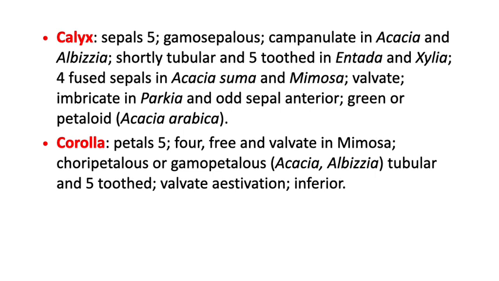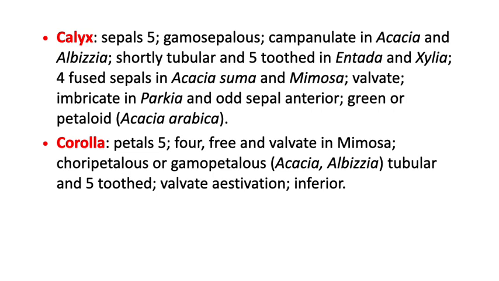Calyx consists of five sepals, which are gamosepalous, campanulate in Acacia and Albizzia. They are shortly tubular and five toothed in Entada and Xylia. Four fused sepals in Acacia suma and Mimosa are seen. The calyx shows valvate aestivation usually, and the aestivation is imbricate in Parkia, and the odd sepal is anterior. The sepals are green in color or may be petaloid in Acacia arabica.